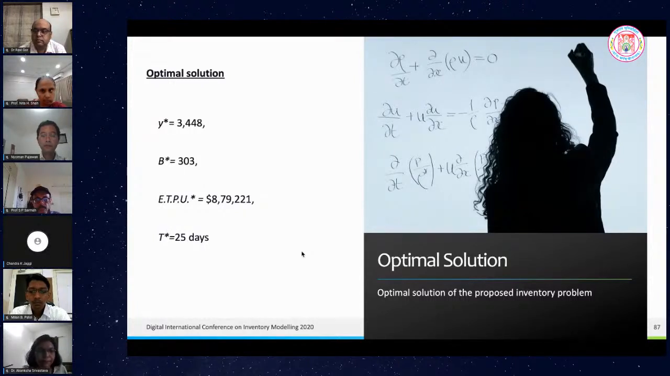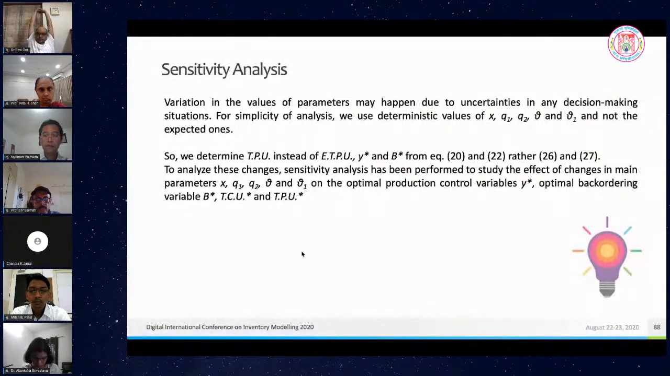Here Y star comes out to be this, the back order is there, the expected profit is there, and T comes out to be 25 days. Next, please. And we try to perform sensitivity analysis on different parameters. We use deterministic values of these and explore them, to find out how the total expected profit behaves in the system when we do sensitivity on this model. Next, please.